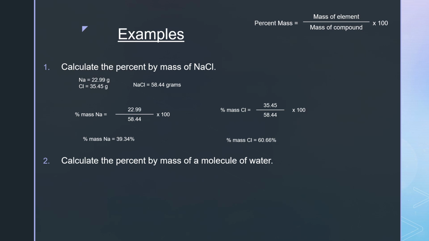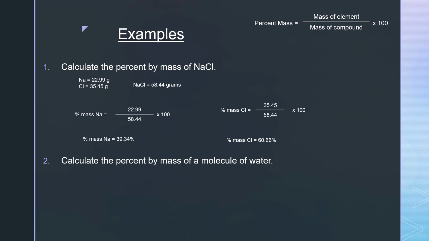60.66%. Now, obviously, you should be able to add up those percents, and it should equal up to 100% of the compound. So again, it doesn't matter if I have 2 grams of NaCl or 2 billion grams of NaCl. The ratio would always be 39.34% sodium and always 60.66% chlorine.